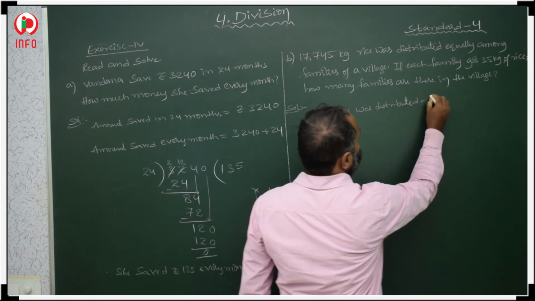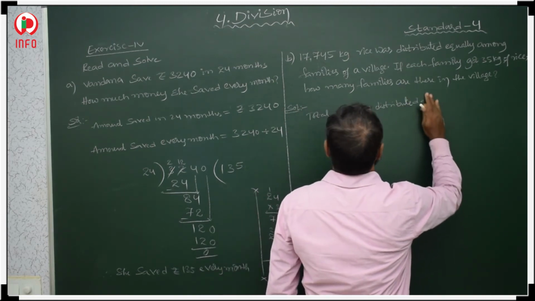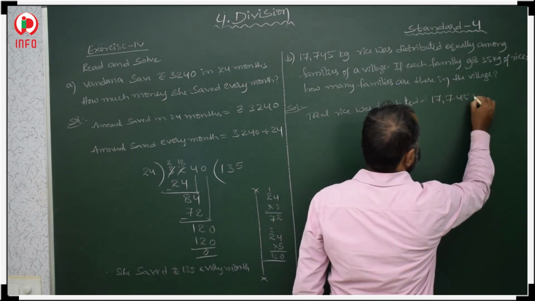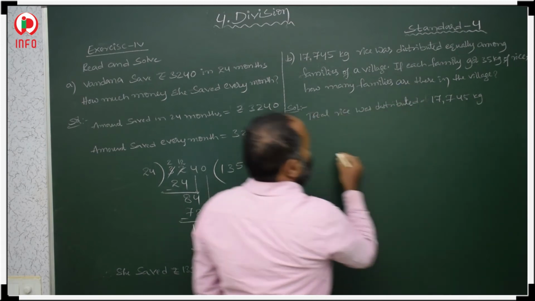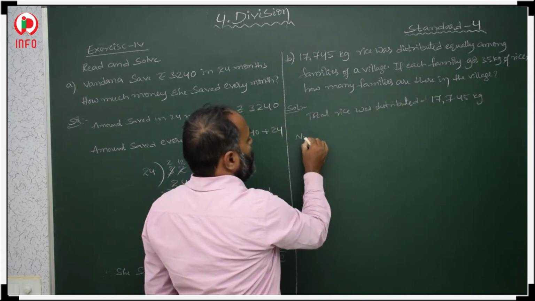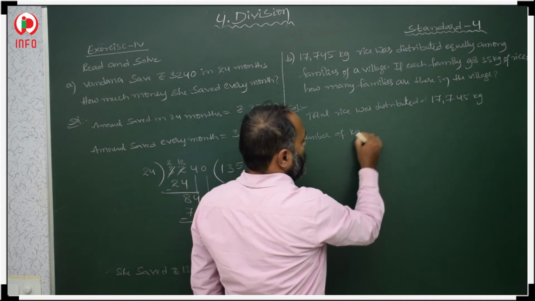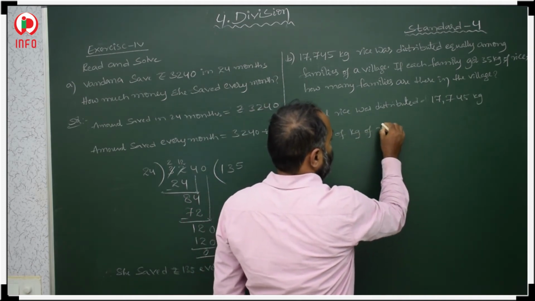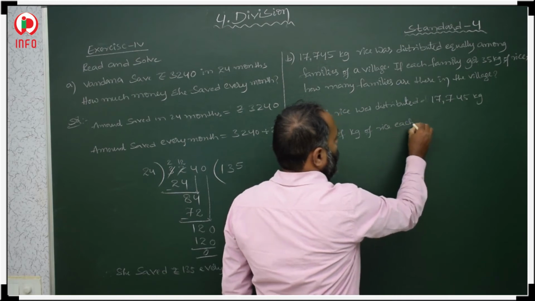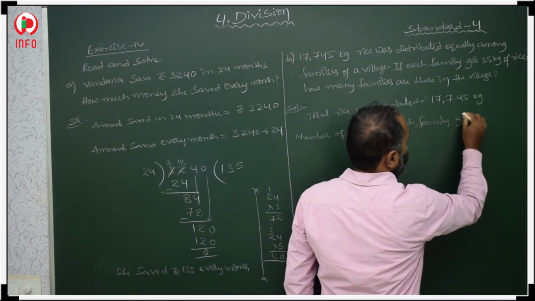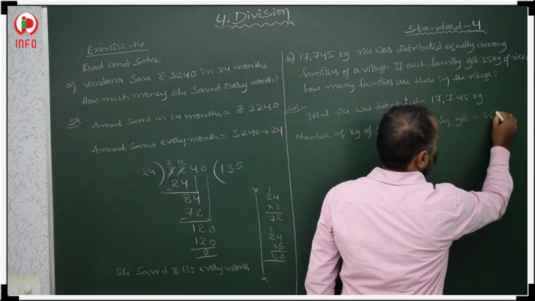How many kgs? 17,745 kgs. Number of kgs of rice each family wants: how many? 35 kgs.